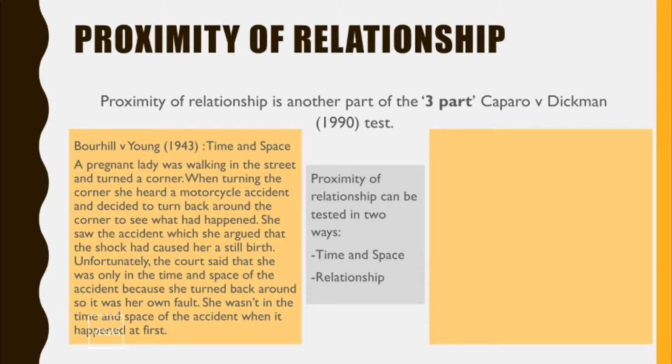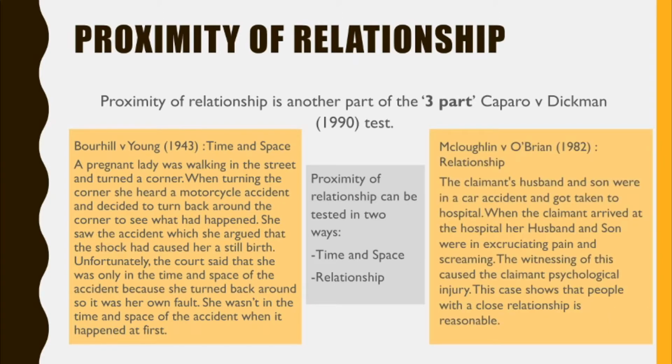So as you can see here, the claimant herself had put herself in the time and space of that motorcycle accident. If she hadn't turned the corner and she was there without turning around on her own account, she would have been in the time and space of it, and she would have been able to make a claim, but in this case she couldn't. McLoughlin and O'Brian is the case for relationship.